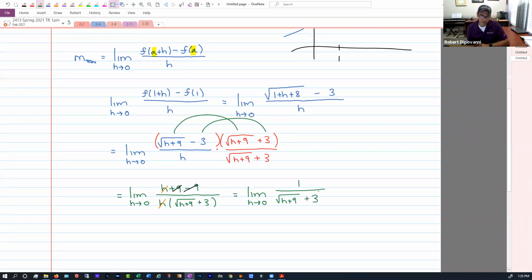All right, now at this point, let h go to 0. If this goes to 0, you get the square root of 9, which is 3, plus 3, and you get 1/6 again. I'll stop here. You could get the equation by doing what we did on the last problem. We had the slope, and yeah.